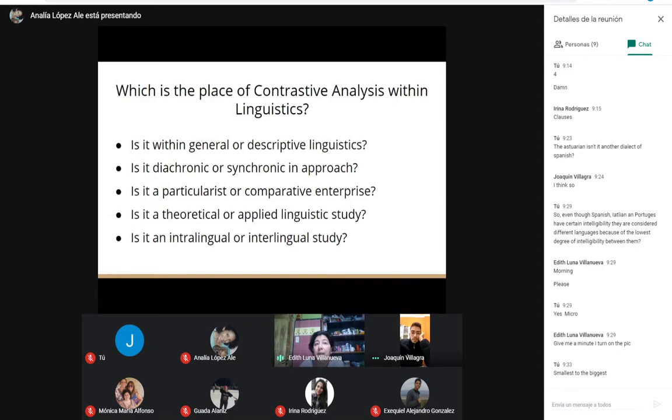Some authors would say that our object of study comes from linguistics, but our purpose, our objective, comes from psychology. That is why it is applied linguistics. And finally, what we need to, I would even say decide, but at least take into account, is whether it is an intralingual or interlingual study. Is it clear what these two terms refer to?